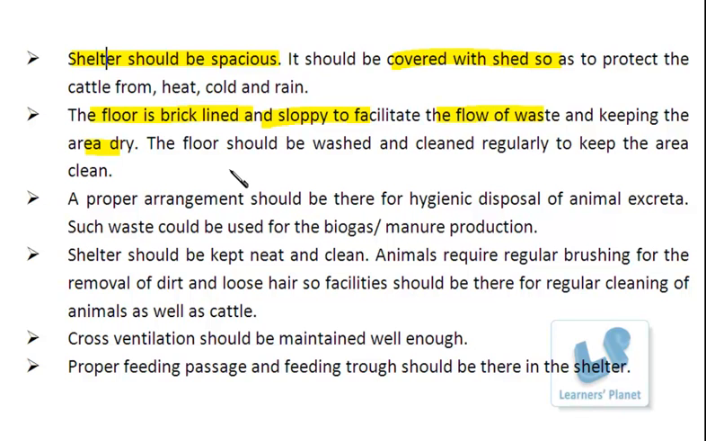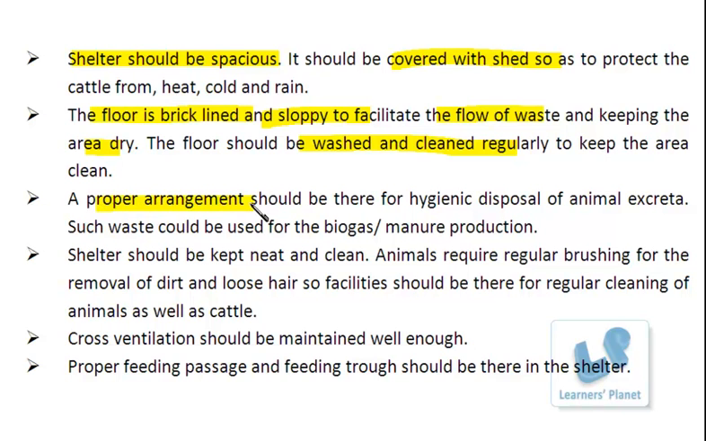And it is possible if the structure or the floor is maintained smooth, or it is brick lined, and secondly if it is sloping. Besides that, the facility should be there by which the surface is manually washed and cleaned properly. And of course, during such a process, the area should be kept dry. Such cleanliness conditions are of course favorable for the health of the organisms.